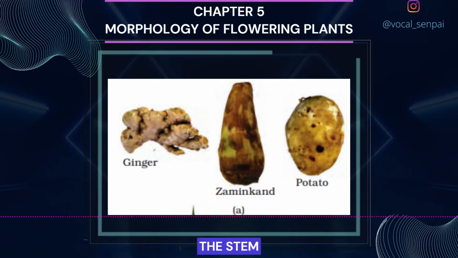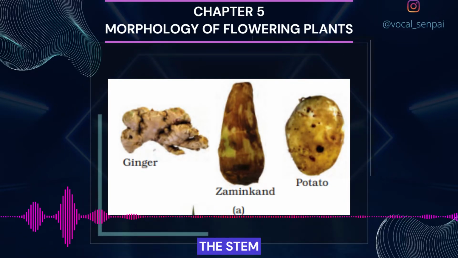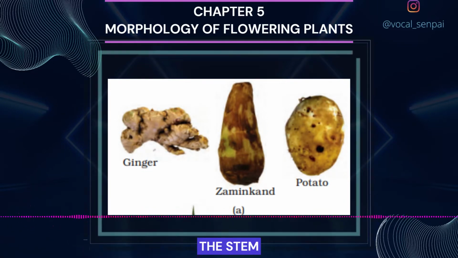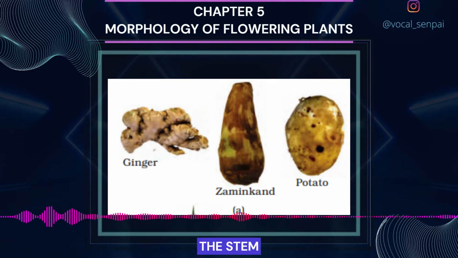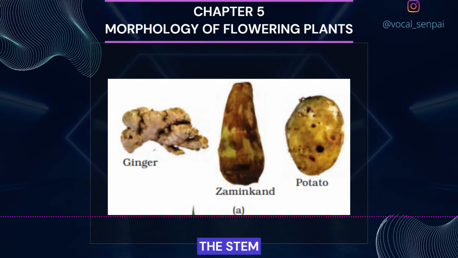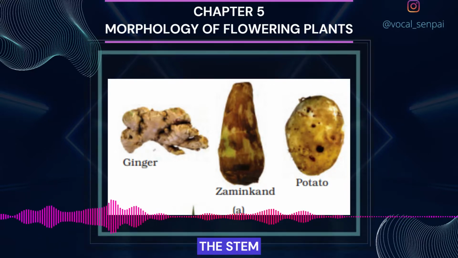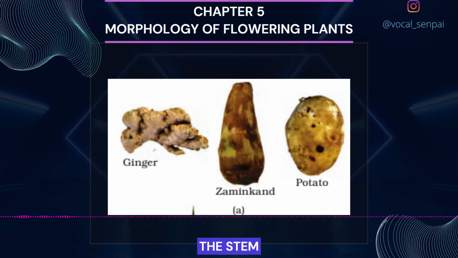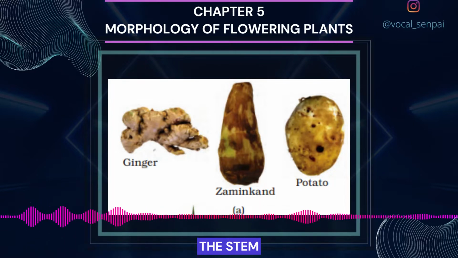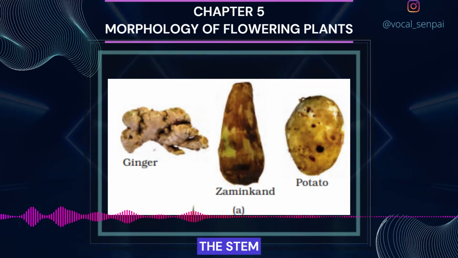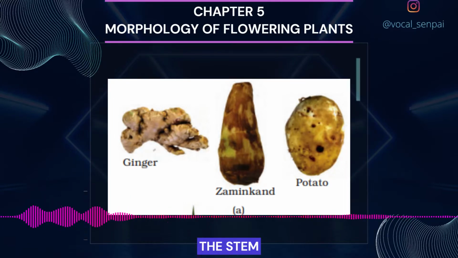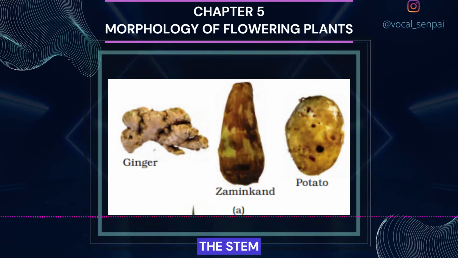Modifications of stem. The stem may not always be typically like what they are expected to be. They are modified to perform different functions, figure 5.6. Underground stems of potato, ginger, turmeric, zamikand, colocasia are modified to store food in them. They also act as organs of perennation to tide over conditions unfavorable for growth.